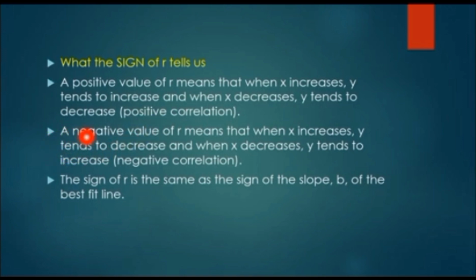Next, a negative value of r means that when x increases, y tends to decrease, and when x decreases, y tends to increase. So that is negative correlation. Lastly, the sign of r is the same as the sign of the slope, b, of the best fit line. So next.